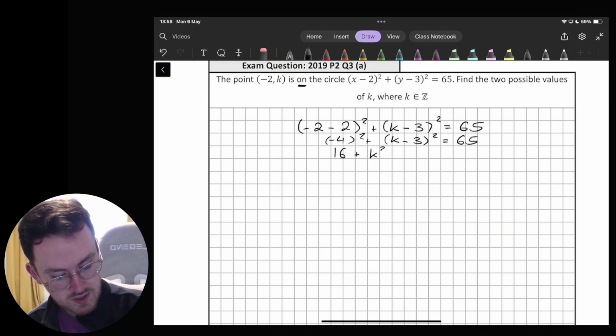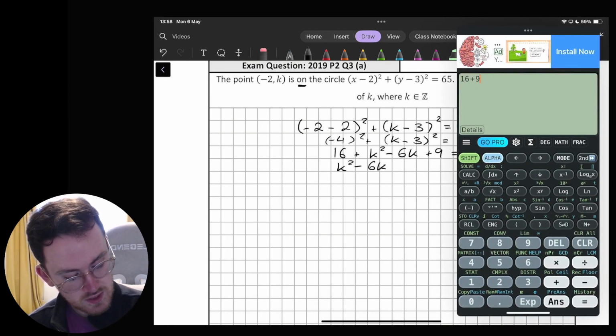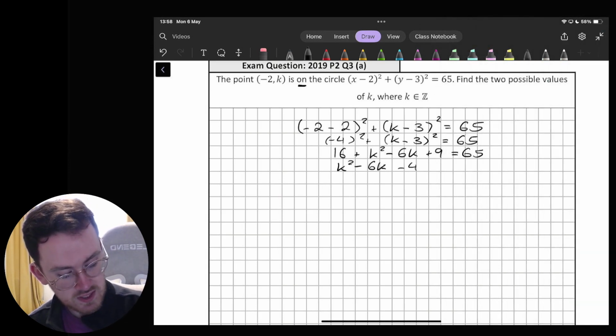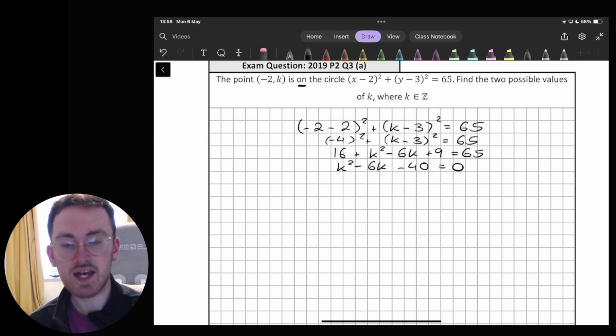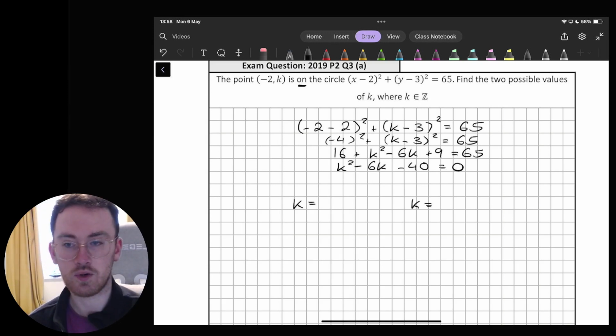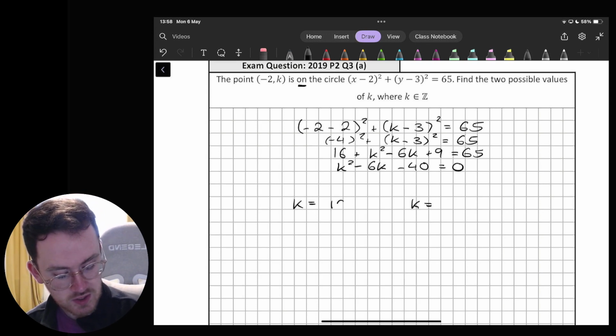16 plus k squared minus 6k plus 9 equals 65. And let's just simplify all of this down to bring everything to the one side here. So 16 plus 9 minus 65 is giving me minus 40 there. So k squared minus 6k minus 40 equals 0. Solving my quadratic there is going to give me two answers for k, which is exactly what we wanted. They said there were two possible values, so I was predicting at some point we would have a quadratic. So I get two answers for k, which are k equals 10 and k equals minus 4.